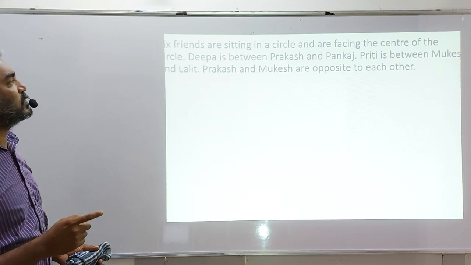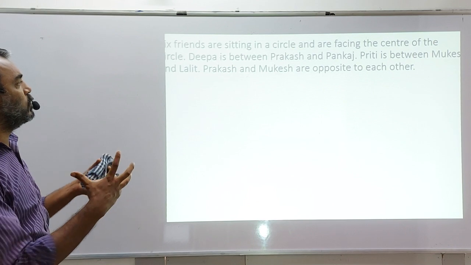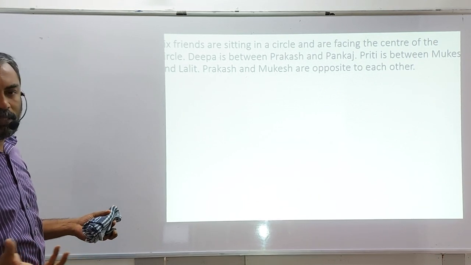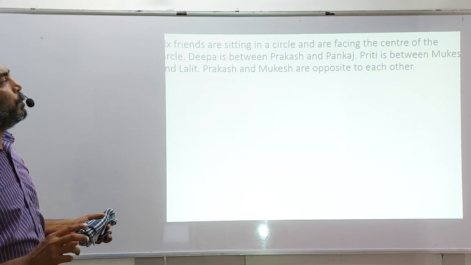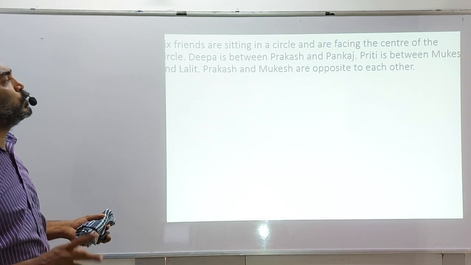6 friends are sitting in a circle and are facing the center of the circle. So again, center of the circle. Deepa is between Prakash and Pankaj. So put Deepa between Prakash and Pankaj. Preeti is between Mukesh and Lalit. Prakash and Mukesh are opposite to each other.